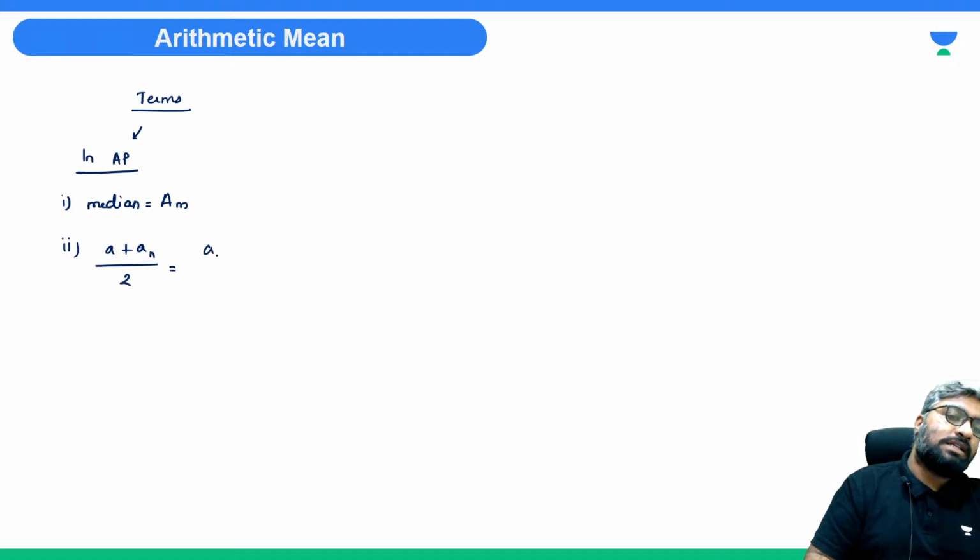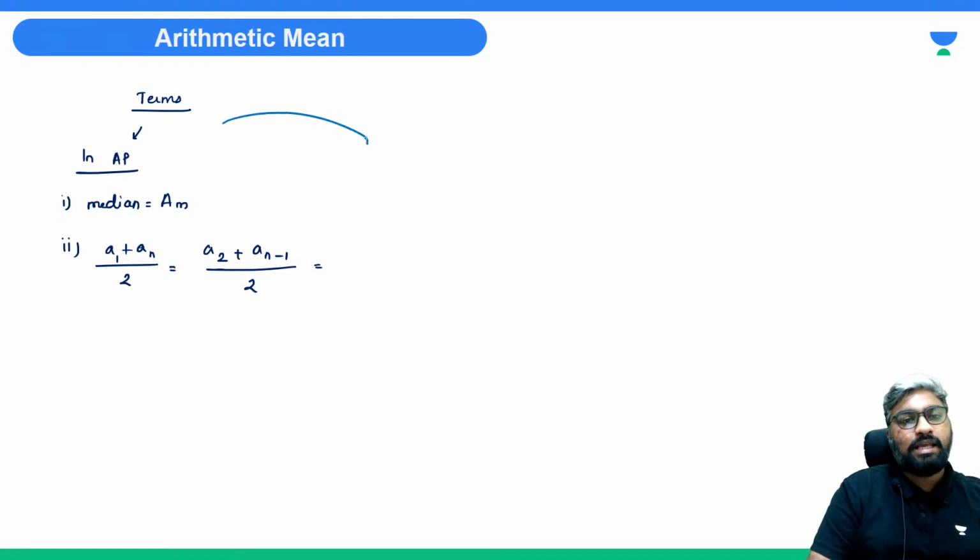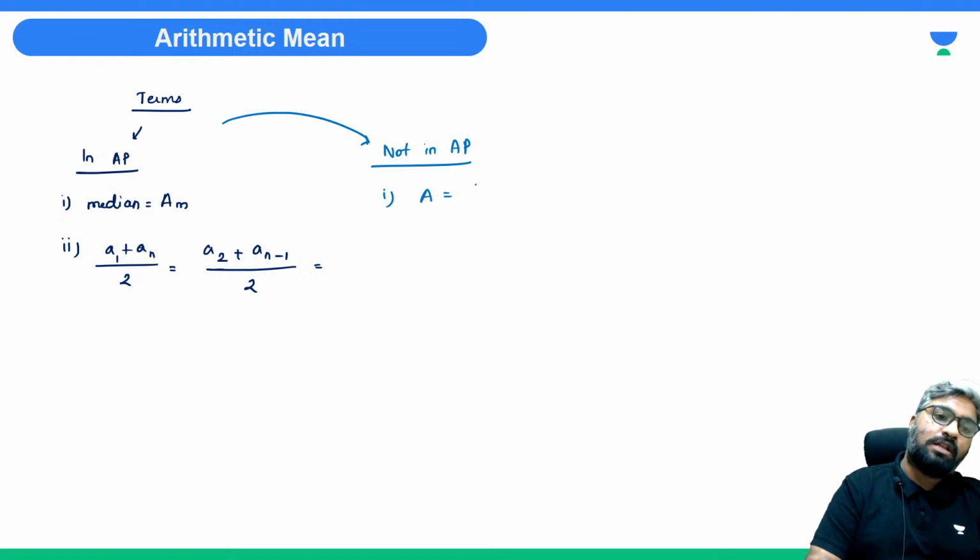Or you can take the average of the first and the last term, or equidistant terms, right? Second term and second term from the last and so on, equidistant terms का average। अगर वो AP में नहीं है, if they are not in AP, then finding out the average would be your usual, taking the sum and dividing by the number of terms.